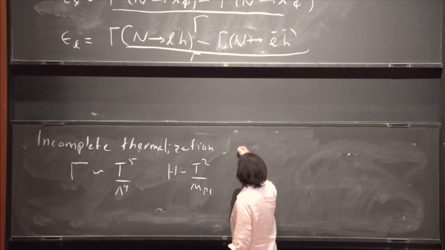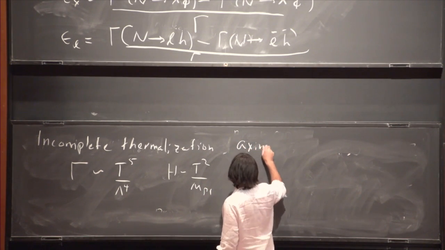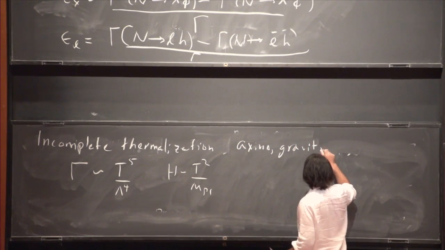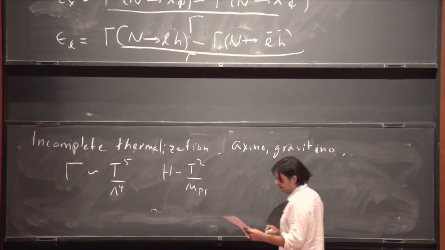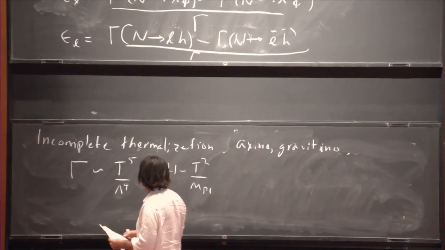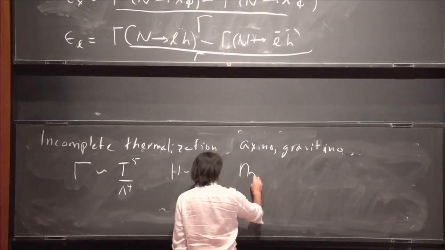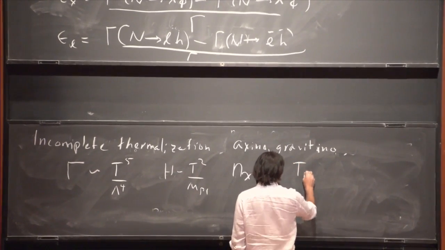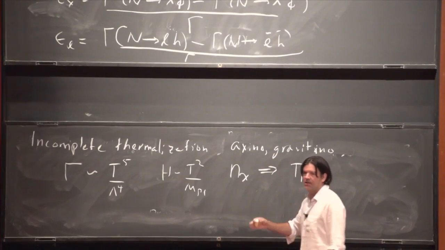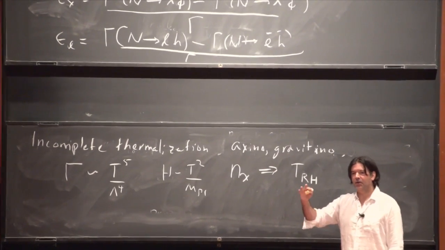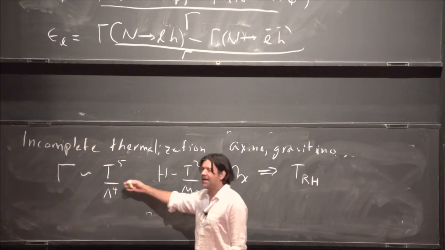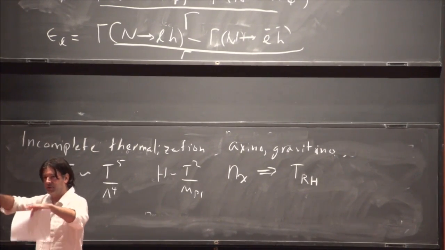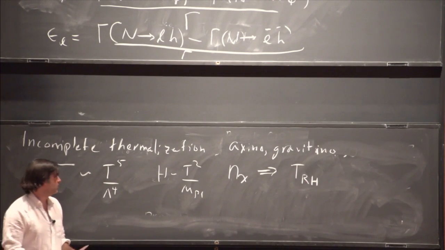So examples for this are the axino and the gravitino, at least in certain regions of parameter space. And the critical point about this is then that the number density of dark matter in this case is directly related to the reheating temperature of the universe, because pretty much your dominant production process is at the highest temperature that you start off with, right? After that, the production rate drops precipitously as the universe cools off.